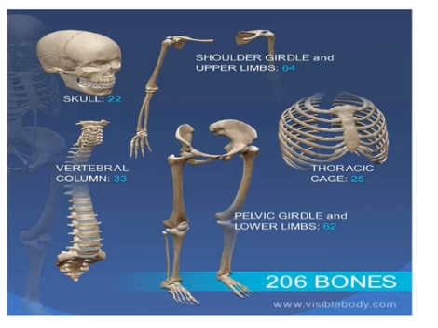Now see from here, what is this skull? Skull has 22 bones. The vertebral column, which is also known as the backbone, has 33 bones. Shoulder girdle and upper limbs have 64 bones. This is the pelvic girdle and the lower limbs, which have 62 bones, and the thoracic cage has 25 bones. So overall we have 206 bones in our body.